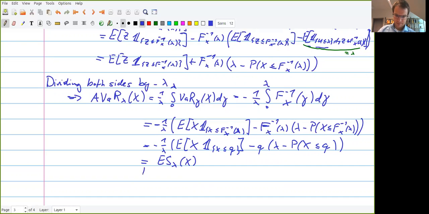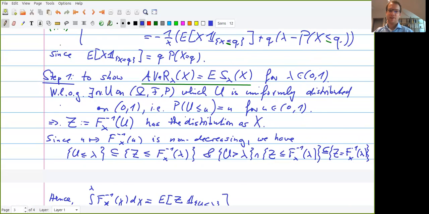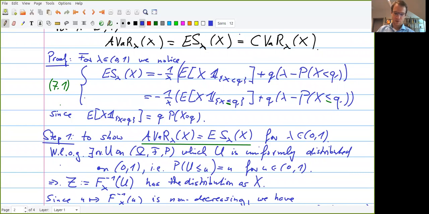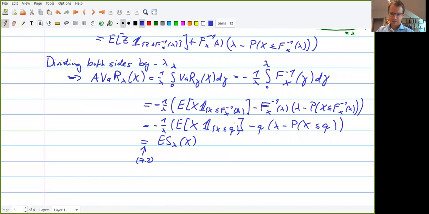And this is nothing else than the expected shortfall, keeping in mind 7.2, right? This is, if you go up again, right? So 7.1, sorry, right? The expected shortfall, we can put here the less or equal sign instead of the strictly less sign, right? And this is good because this is what we have here. And this is then a 1. Okay. So that's the first step. The average value at risk is equal to the expected shortfall.